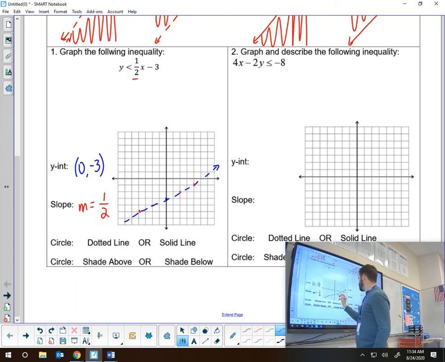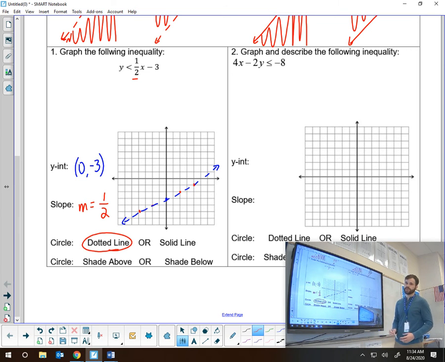Now, you all should know by now that I can't draw a straight line. That's as good as it's going to get for us right now. Okay, second. So we have this dotted line. Second, are we going to shade above or shade below? We're going to shade below because it is less than.